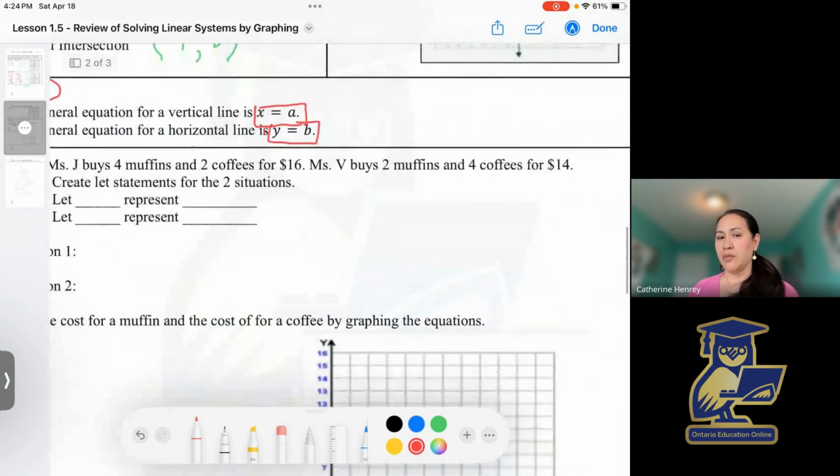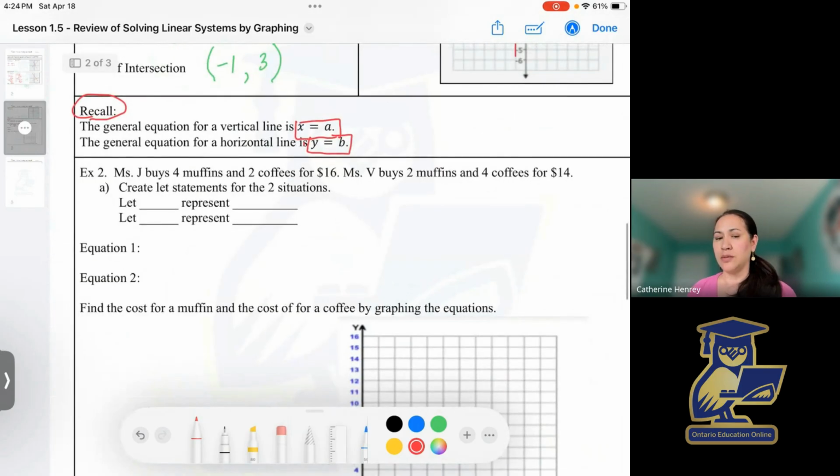Now let's take a look at a word problem that we set up that is a system of equations. And again, we're going to try and solve these by graphing. So the situation is Miss J buys 4 muffins and 2 coffees for $16. Miss V buys 2 muffins and 4 coffees for $14. So we need to create let statements for the two situations.